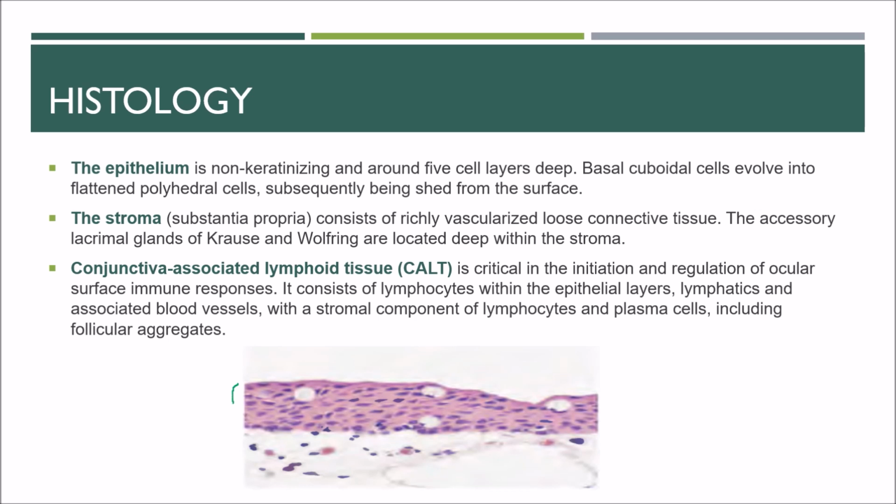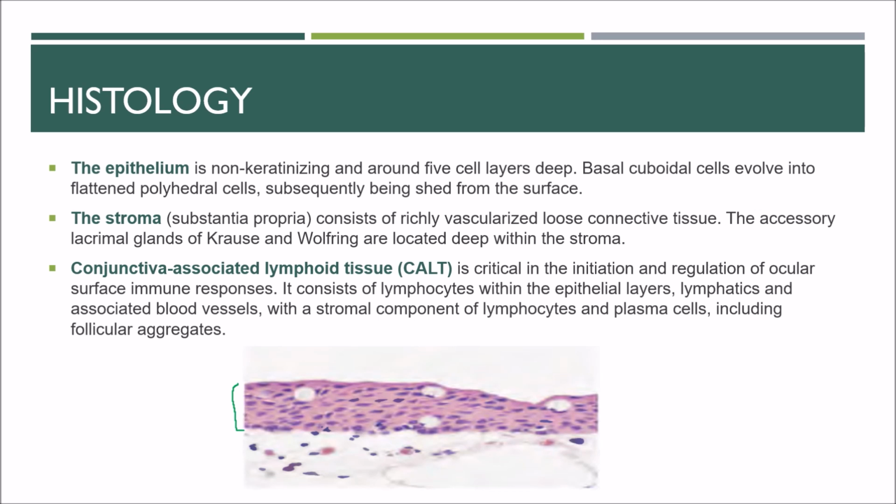This superior surface is the epithelium. Next is the stroma or substantia propria, consisting of richly vascularized loose connective tissue. The accessory lacrimal glands of Krauss and Wolfring are located deep within the stroma. Secretions from the accessory lacrimal glands are essential components of the tear film.